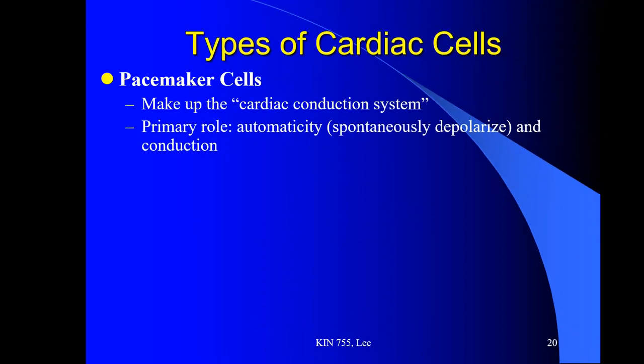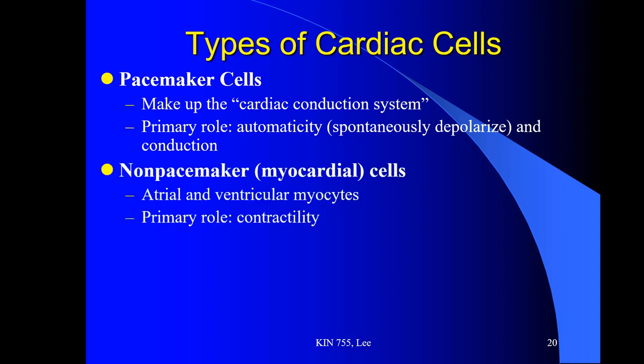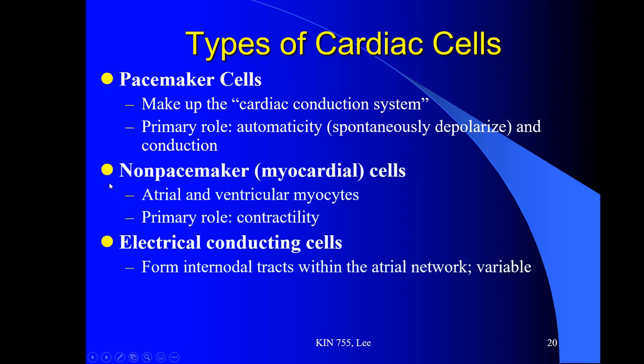All right, so as far as the cells that you're going to find in the heart, I think of it as 3 different types. Most of the cardiac cells are going to be your cardiac muscle cells. We'll call those non-pacemaker. These are the myocytes or muscle cells that make up the bulk of the atria and ventricles. Their role is to contract, but they have to be stimulated by something, and they're stimulated by these pacemaker cells.